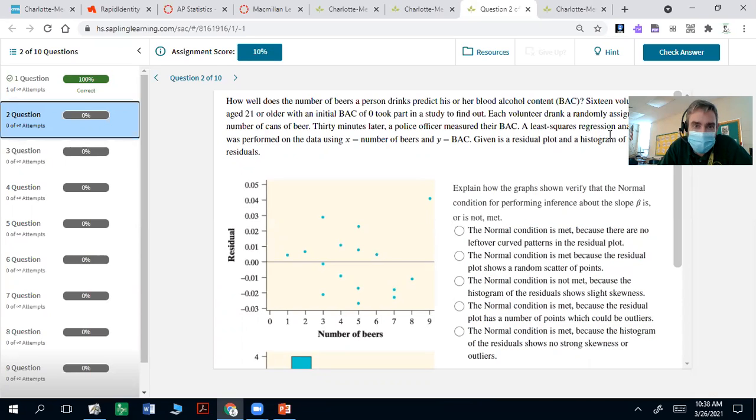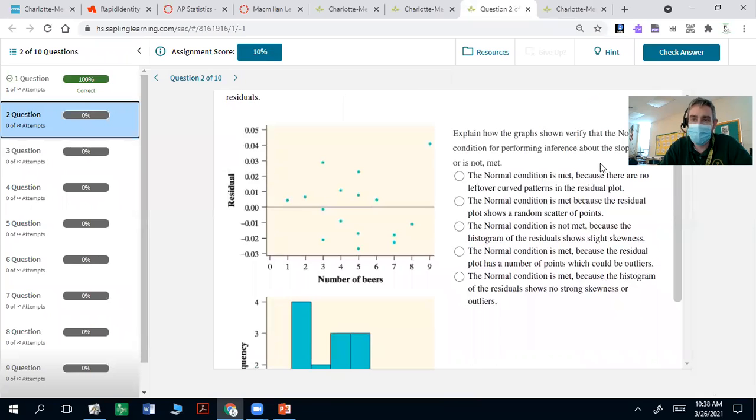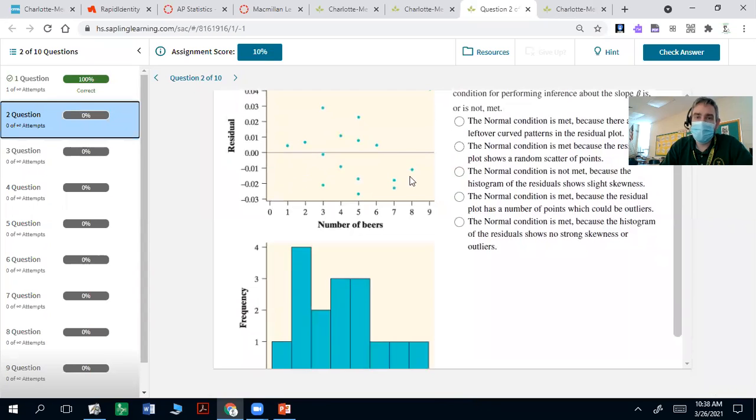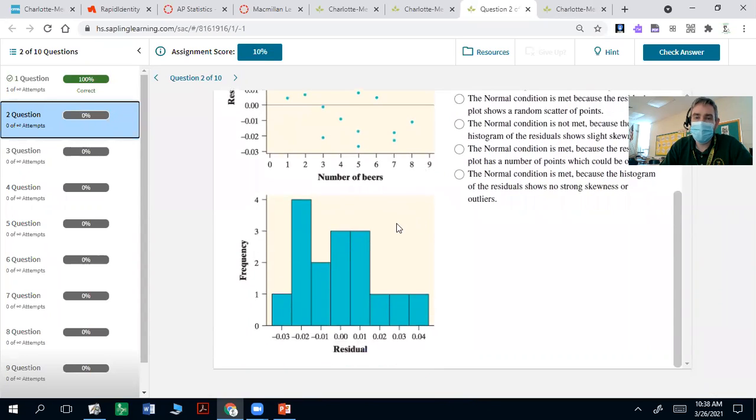A least squares regression analysis was performed on the data using x, number of beers, and y, blood alcohol content. Given is a residual plot and a histogram of the residuals. All right, let me get through the problem and let's look at the question. Explain how the graphs shown verify that the normal condition for performing inference about the slope is or is not met. So the normal condition is not related to the residual plot. It's more along the lines of, if you were to make a histogram of the residuals, would there be any strong skewness or outliers? And so that's what we're looking for.